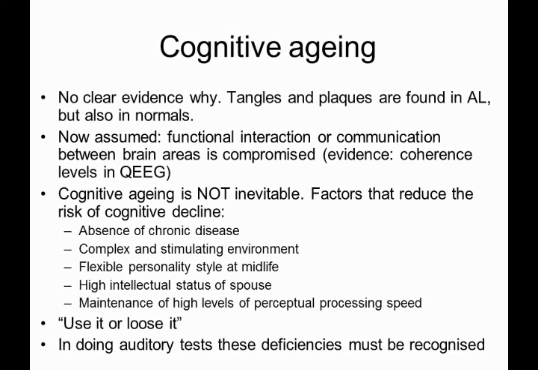But there's good news to end the whole lecture on. Cognitive aging is not inevitable, and it has been shown that there are factors that reduce the risk of cognitive decline: absence of chronic disease, a complex and stimulating environment, a flexible personality style at midlife, high intellectual status of spouse, and maintaining a high level of perceptual processing speed. So it's up to us to actually maintain that. All of us can at least look for an intellectual spouse. Apparently it helps.